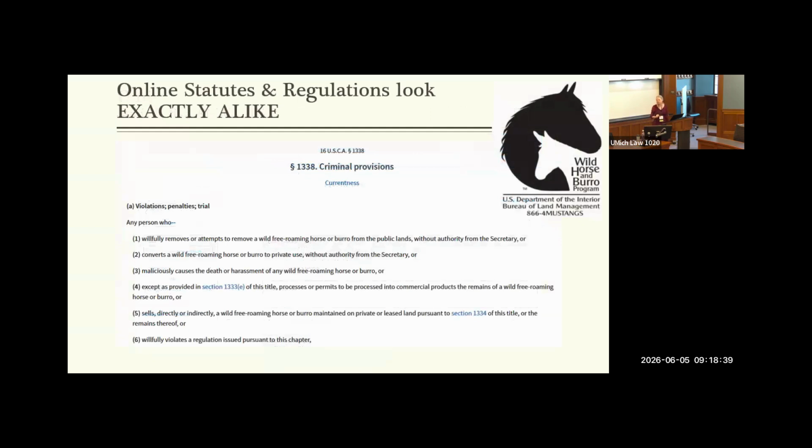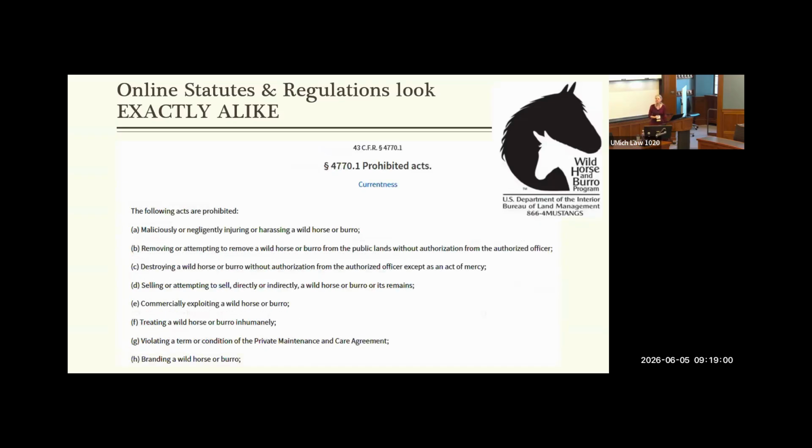The other problem is that statutes and regulations look exactly alike. How many people have had students give them a CFR instead of a USC, right? It's really easy to do. I chose this example, the Wild Horse and Burro program, because the criminal provisions in the statute look just like the criminal provisions in the CFR. I mean, even the words are similar. But unless you notice that little tiny CFR way up at the top of the page, you'd never know that you're in the wrong place.